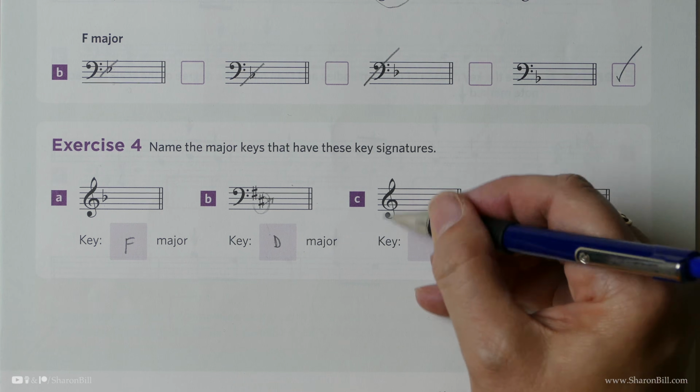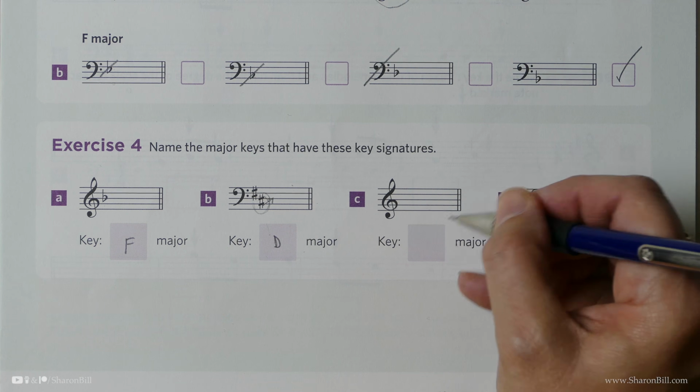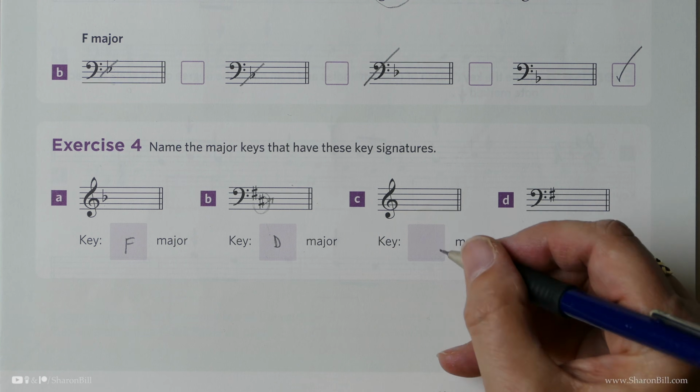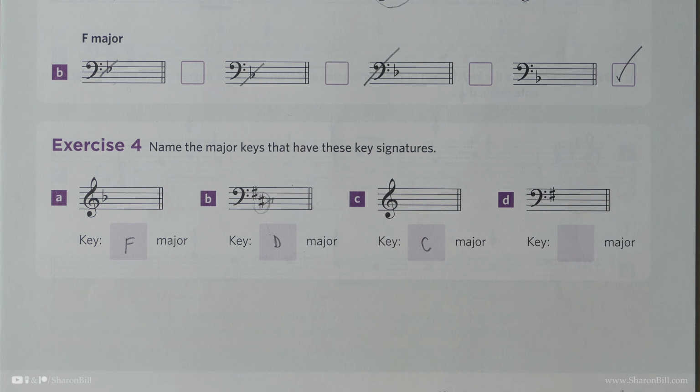That won't help us here though, will it? Because there are no sharps. However, we know that C major is our scale or key structure that has no sharps or flats.